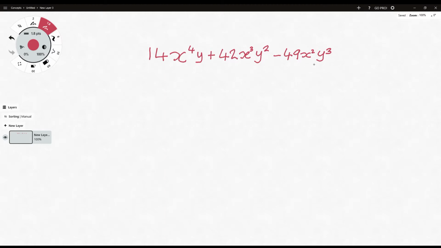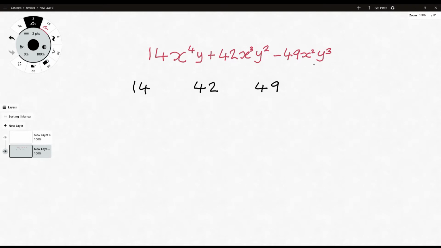So in this question it says working is not required for this section, however I will show the working. The very first thing we have to do is deal with the whole numbers first, and then we will do the algebraic parts of the term later on. So let's take the whole numbers. We'll take the 14, and write down the 3 whole numbers, and deal with these first.